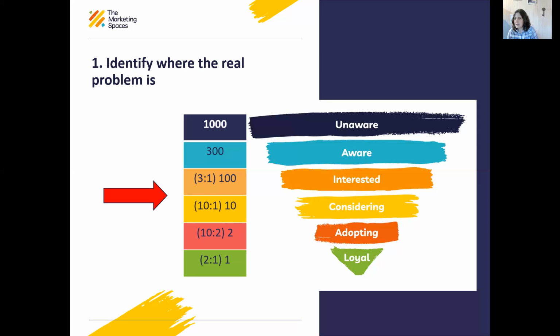For me, looking at those figures, and this is a very simple example, I'd be thinking, I think this is where my problem is. I think I need to improve my conversion rate of interested people to those that are actively considering making a purchase from me. That's where the real problem actually is. There are many other things that you would need to look at, but as we move through, you'll see why I've started here.